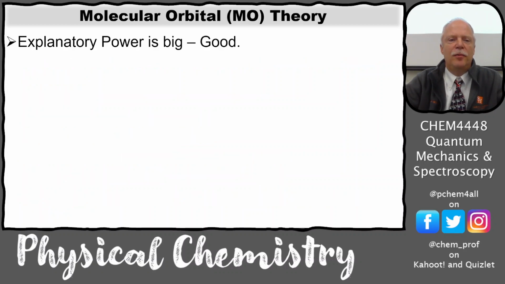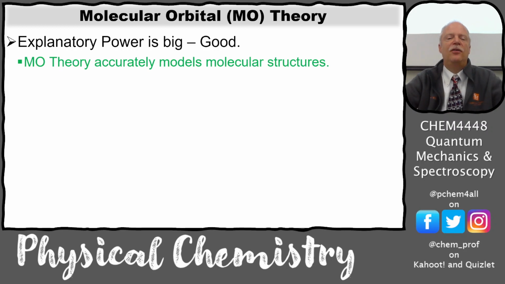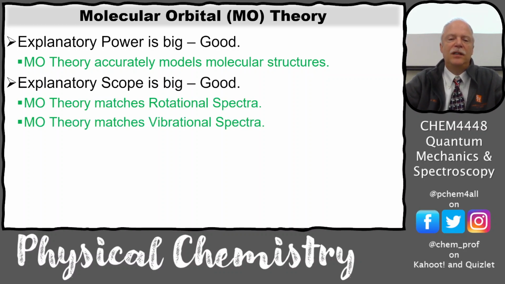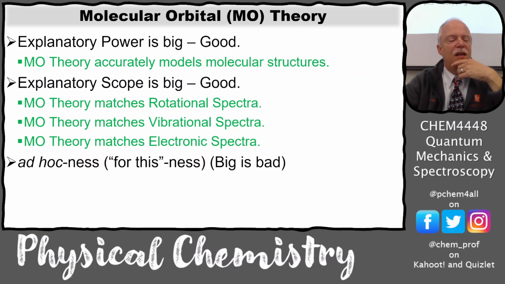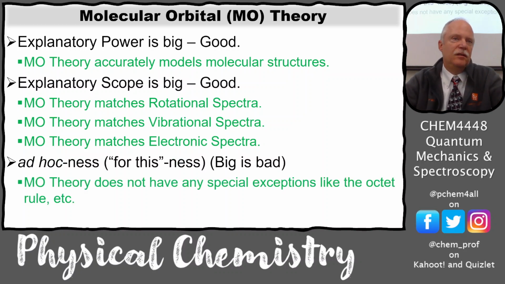Now let's apply it to molecular orbital theory. It accurately predicts molecular structures. Okay, and it matches rotational, vibrational, and electronic spectra. So that's great. So the data is more diverse. So it has a bigger scope. It probably has the same power as local bond theory, but a bigger scope. It can do electronic spectra too. And then there's really no special exceptions. You know, you can build just about any molecule and run it through an electronic structure package and create the vibrational, rotational, electronic spectra for all of them.